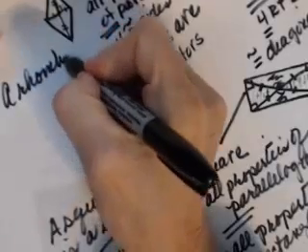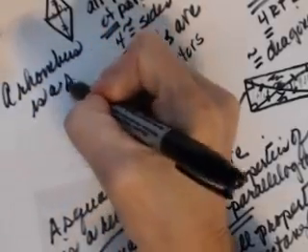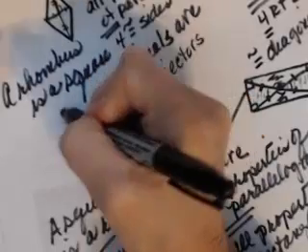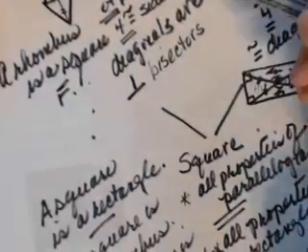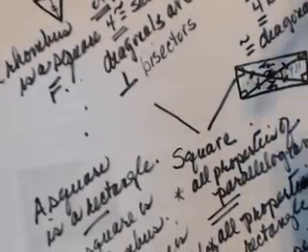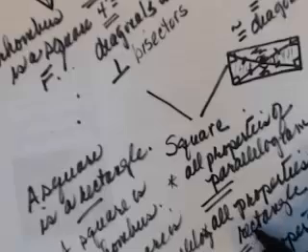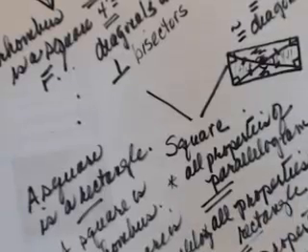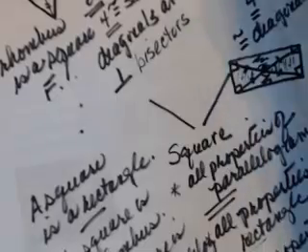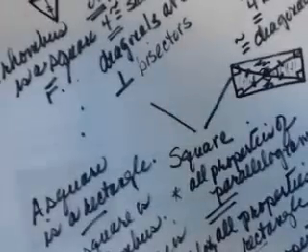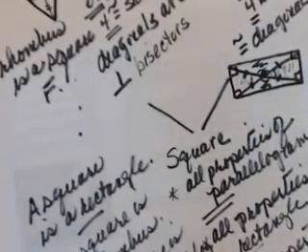But then if we go the other way and say a rhombus is a square, then that's false because a rhombus does not have to have four right angles, which is a property of the rectangle. I can't say a rectangle is a square because a rectangle doesn't have to have four congruent sides.